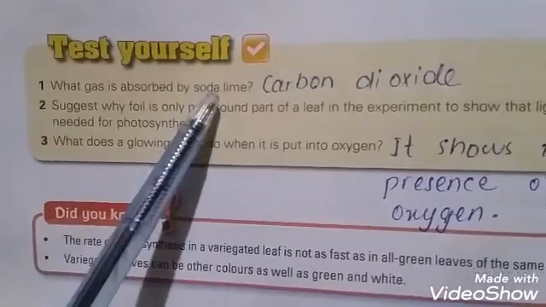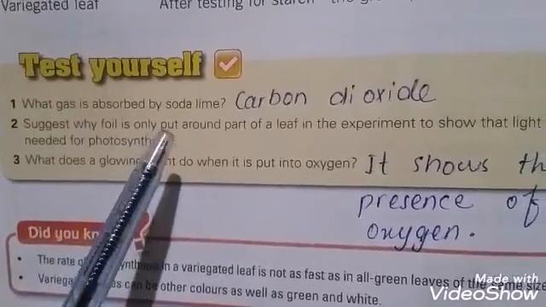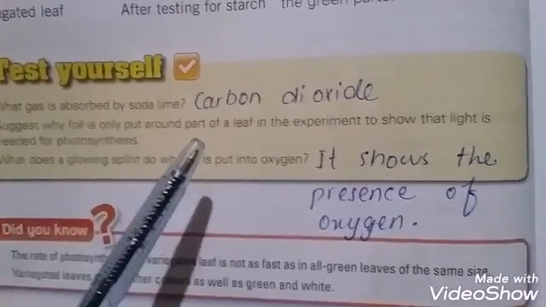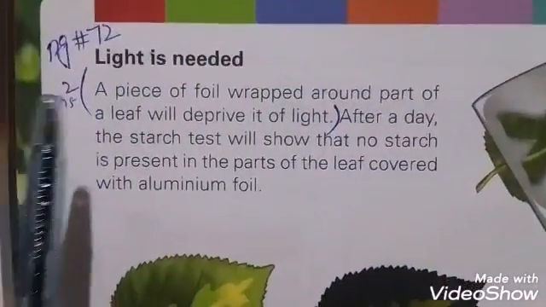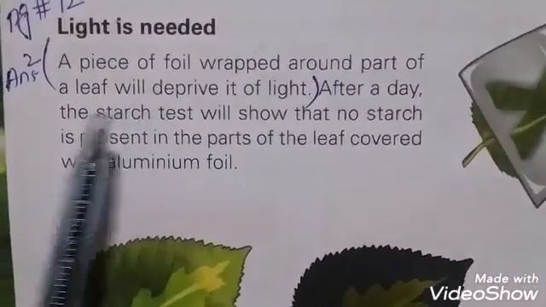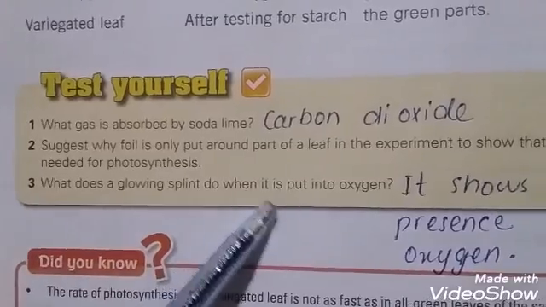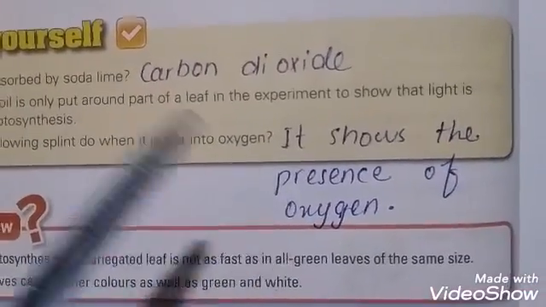Test yourself questions. What gas is absorbed by soda lime? Carbon dioxide. Second question, suggest why foil is put around part of a leaf in an experiment to show that light is needed for photosynthesis. The answer is, a piece of foil wrapped around the part will deprive it of light. What does a glowing splint do when it is put into oxygen? It shows the presence of oxygen.